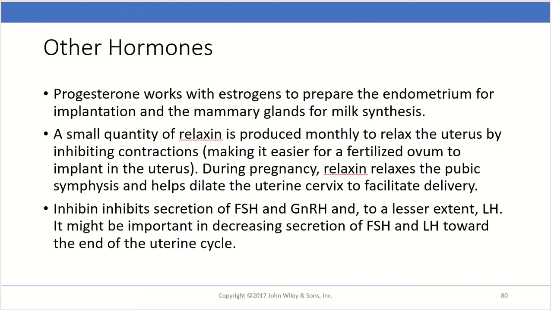Inhibin is our last of the main hormones that we'll talk about for the female reproductive system. This is going to inhibit the secretion of follicle-stimulating hormone and gonadotropin-releasing hormone, as well as, to a lesser extent, our luteinizing hormone. It might be important in decreasing secretion of follicle-stimulating hormone as well as luteinizing hormone towards the end of that uterine cycle.